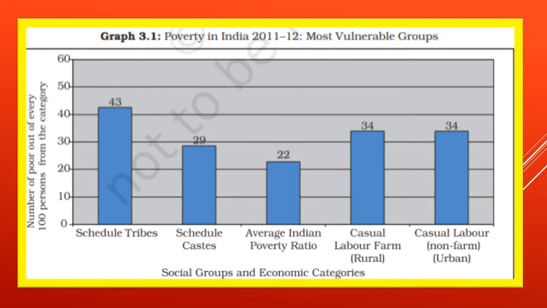Okay, and here this graph clearly shows the average people who are below poverty line for all the groups in India is 22%. You can see 22. And if we look at the scheduled tribes, out of 100, 43 are not able to meet their basic needs. They are the most vulnerable groups. If you see the scheduled caste, out of 100, 29 are not able to meet their basic needs. Okay, and if we look at the economic categories, that is in the rural areas, the casual labor farmers who are landless farmers, they are 34%. Even in the urban areas, the casual labor is 34%. These are the most vulnerable groups.